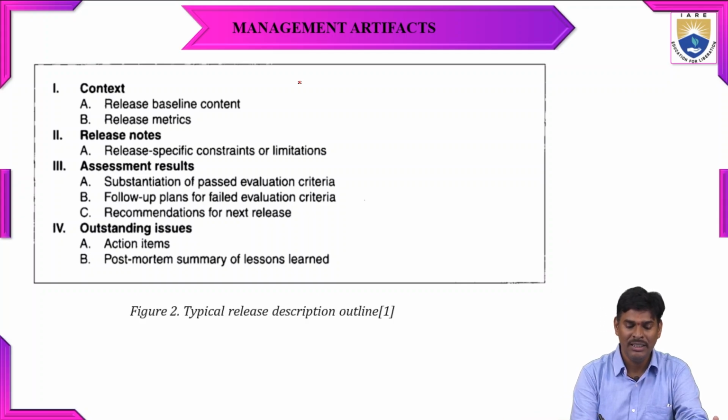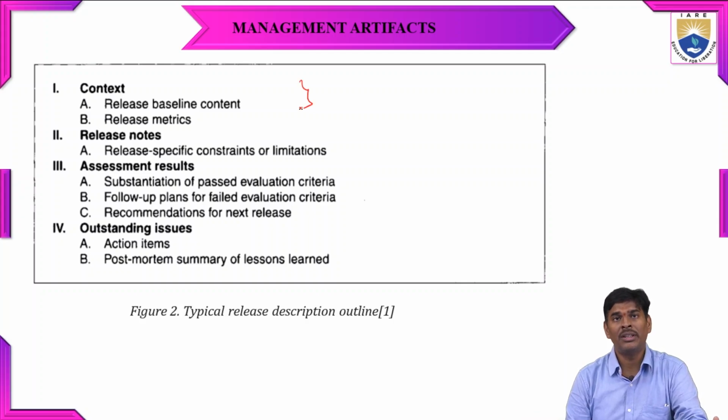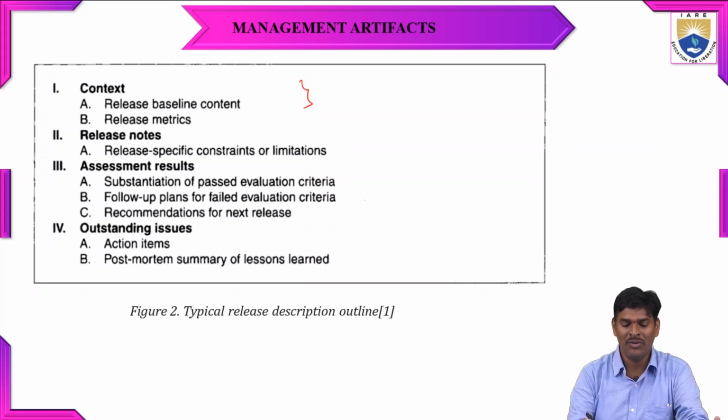The first one is the content. In the content, we have the release baseline content and release metrics. In this release baseline content and metrics, they will have the evaluation criteria. In this evaluation criteria, some points will be there. Based upon that, they need to verify whether a major or minor risk assessment will be there. The next one is release notes.